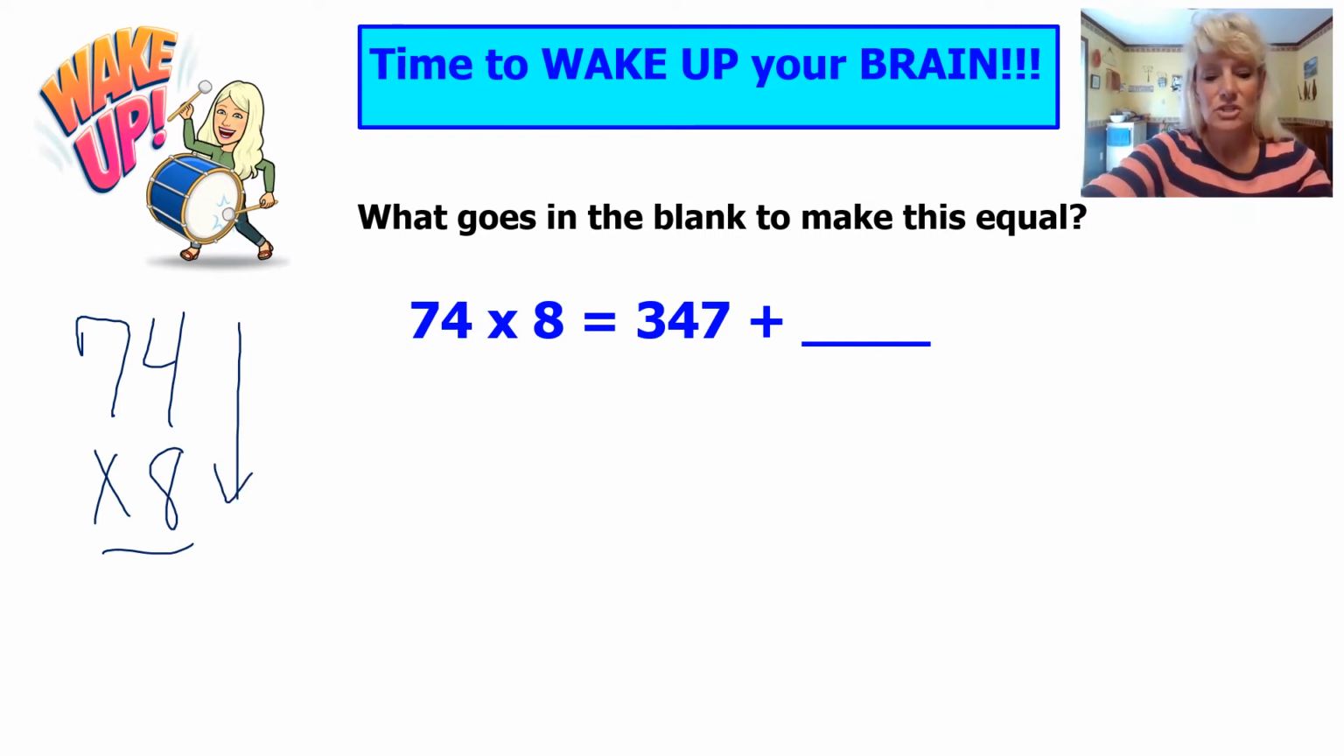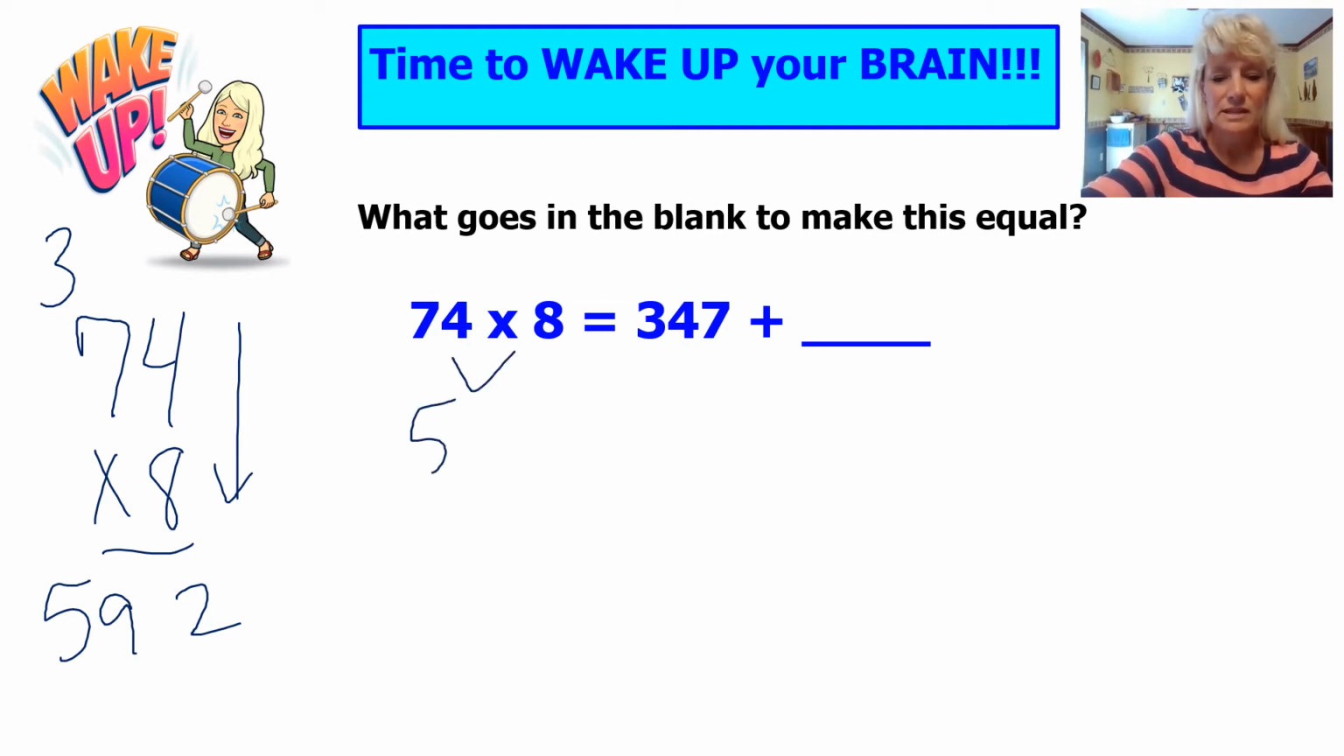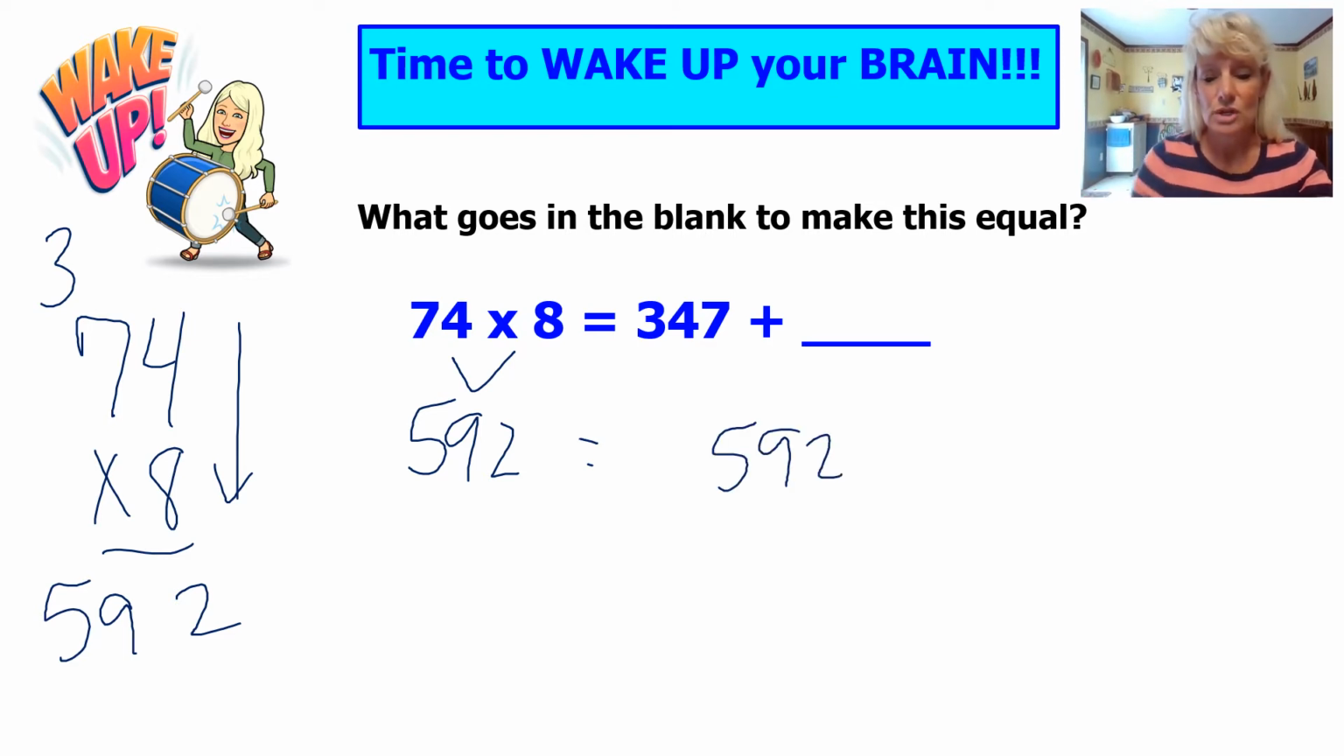4 times 8 is 32, so we carry the 3. 7 times 8 is 56, 57, 58, 59, 592. So what that means is this side is 592. Now I need this side to also equal 592. Well, I can see that I have 347, so I need to figure out what number goes in there to equal 592.